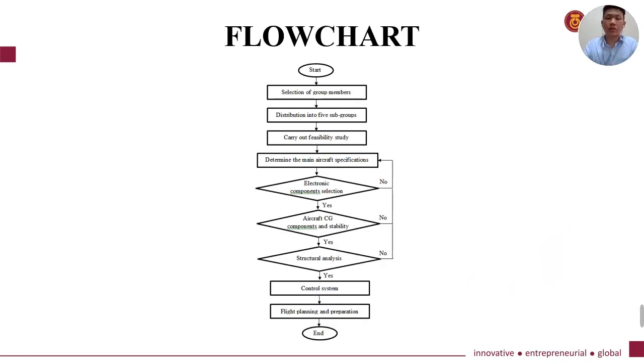Next, the flowchart of our design. We started our design with selection of group members, then we distributed into 5 subgroups, and each group carried out feasibility study, determining the main aircraft specification, electronic component selection, aircraft CG component and stability, structural analysis, control system, and last but not least flight planning and preparation.